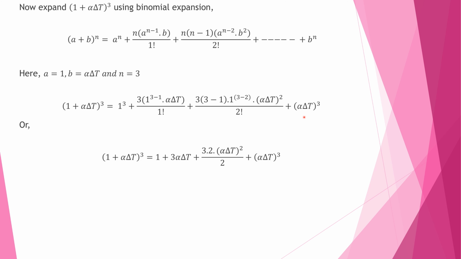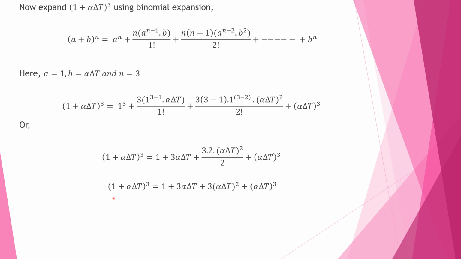Or we can say that 1³ is 1, then 1³⁻¹ is 1², which is equal to 1. 3 into 1 is 3, and then αΔT upon 1 factorial is αΔT. So the term in this expression is equal to 3αΔT. Now 3 minus 1 is 2, and 1³⁻² is equal to 1¹, which is equal to 1. Then α ΔT square, and 2 factorial means 2 into 1. And the last term in this expression is (αΔT)³. So this 2 and 2 will cancel.